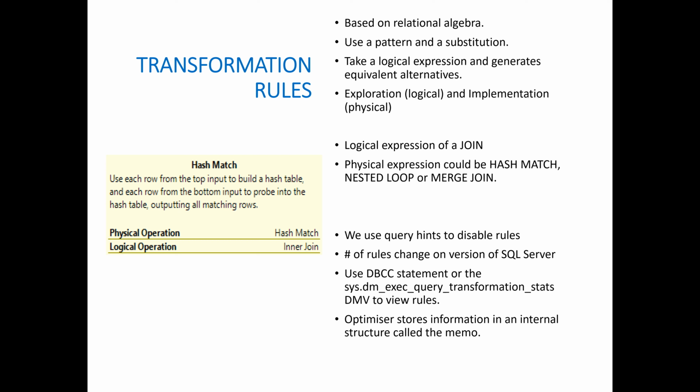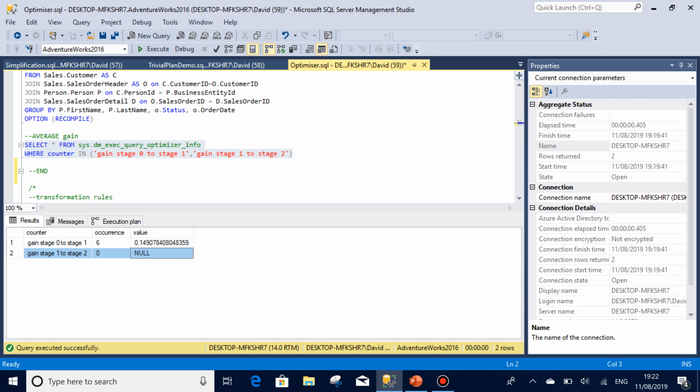We can use a DBCC statement, or we can go into exec query transformation stats to view information on the rules. A final note there is that whilst optimization is going on, the optimizer stores information in an internal structure called the memo for quick access. So we're on to the final demo, where we're going to have a look at transformation rules.